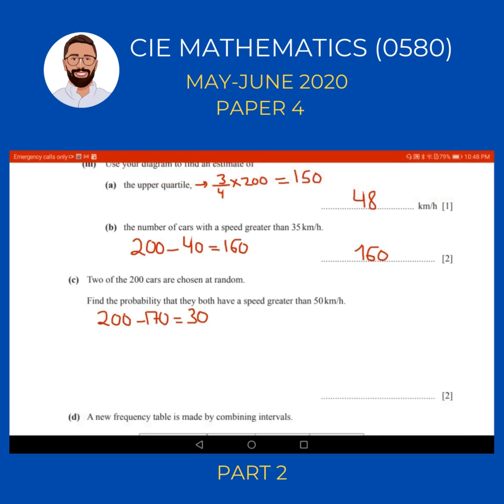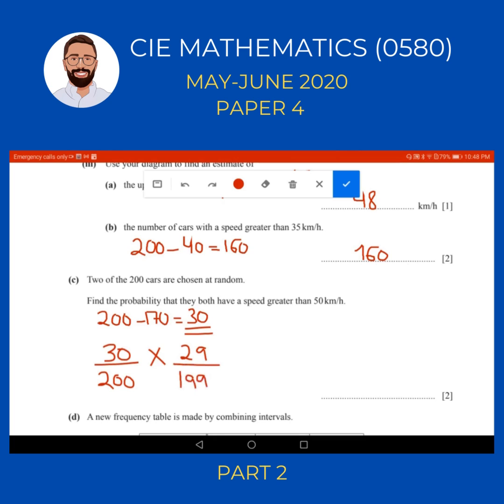So now I have 30 cars in total that have a speed greater than 50. So if I'm picking the first car, what's the probability of getting a speed greater than 50? It's 30 divided by the total number of cars, which is 200, times... Now I want to pick a second car. Now the probability that the second car will have a speed greater than 50, it's not 30, it's 29, because I already picked the first car. So the number of cars that have a speed greater than 50 will be less by 1. And since they will be less by 1, the total number of cars will be less by 1 too. So the probability is 30 over 200 times 29 over 199, and the answer is 87 over 3,980.